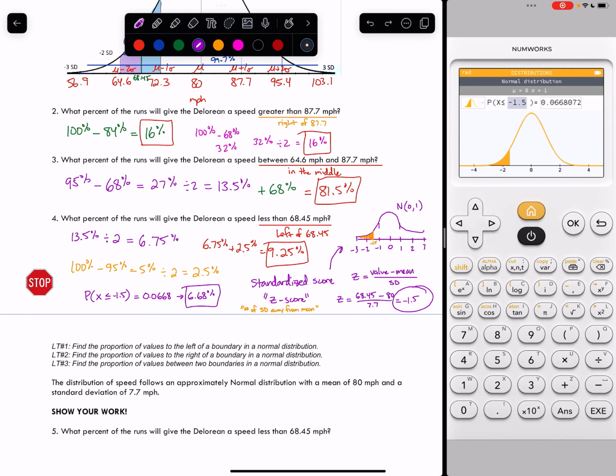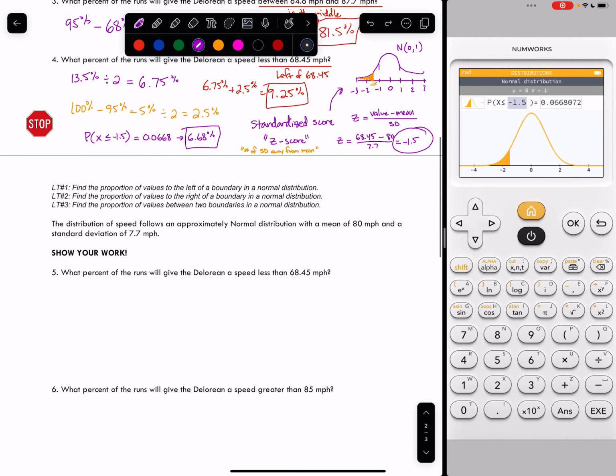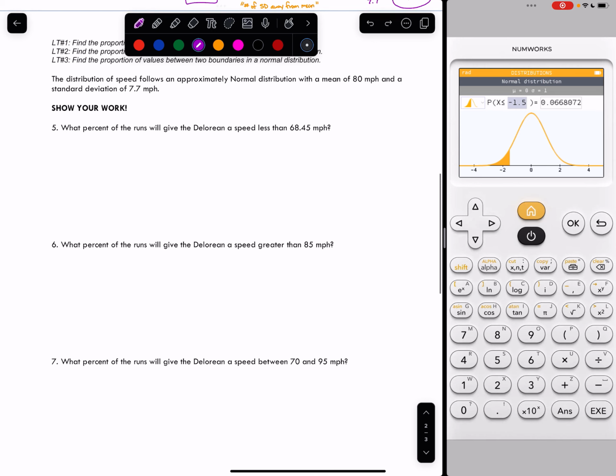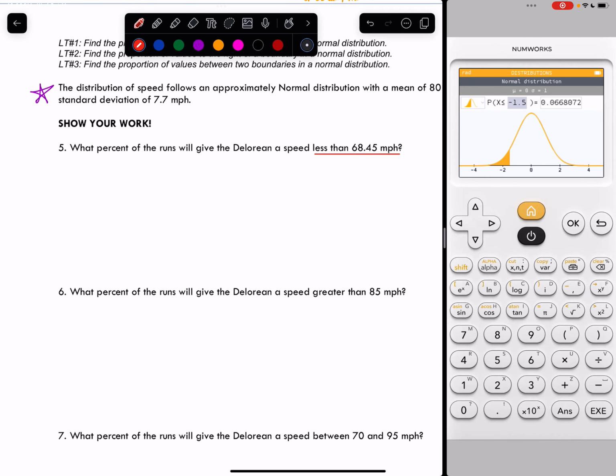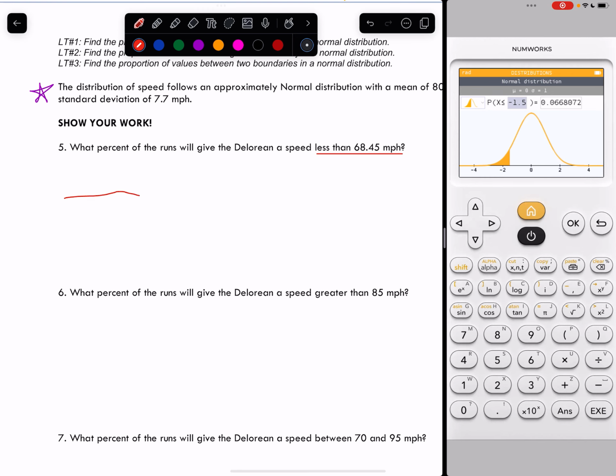Okay, so we're going to do a couple more examples of that here on the next page. So it tells me that the distribution of speed follows an approximately normal distribution with a mean of 80 and a standard deviation of 7.7. So what percent will give the DeLorean a speed less than 68.45? So again, if I want to think about this on my graph, we're just going to draw a quick sketch.